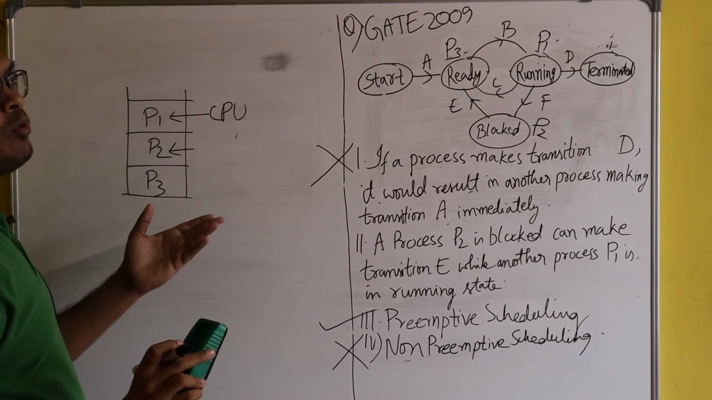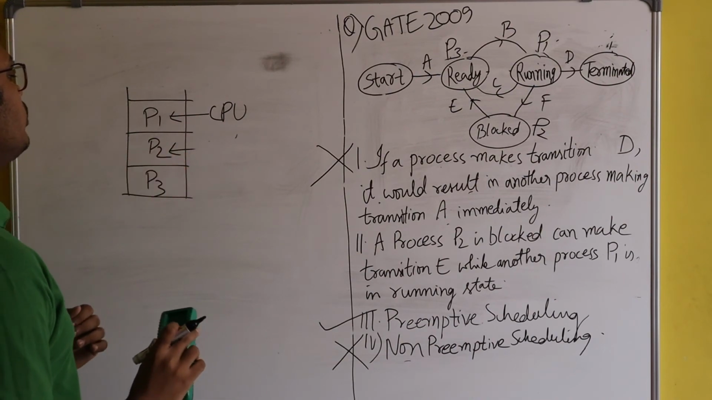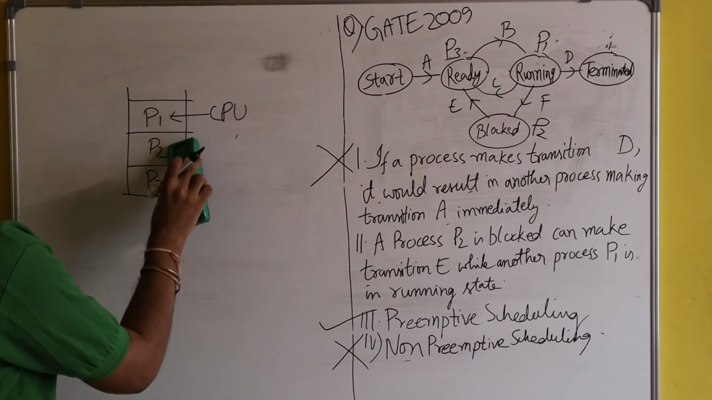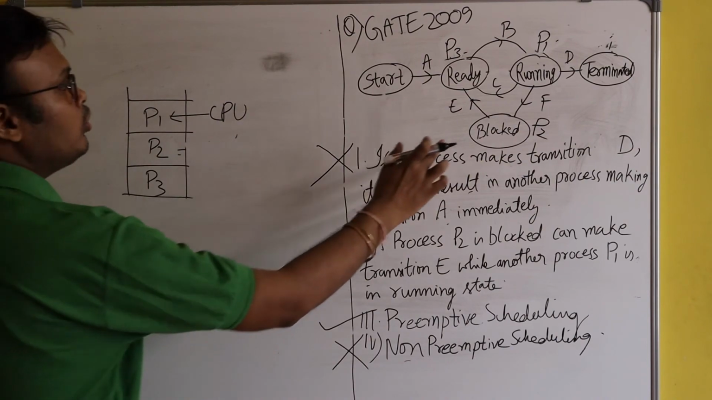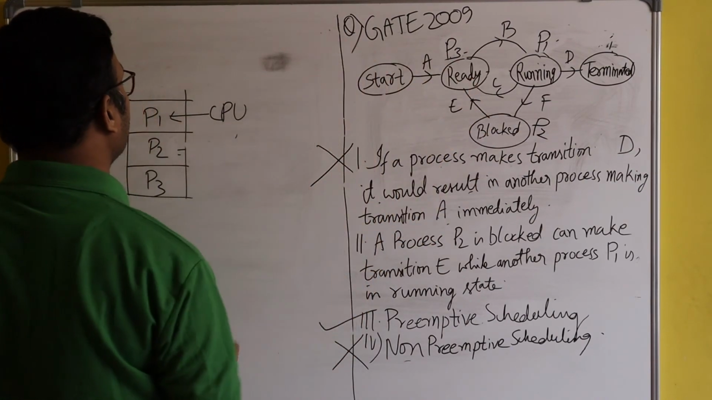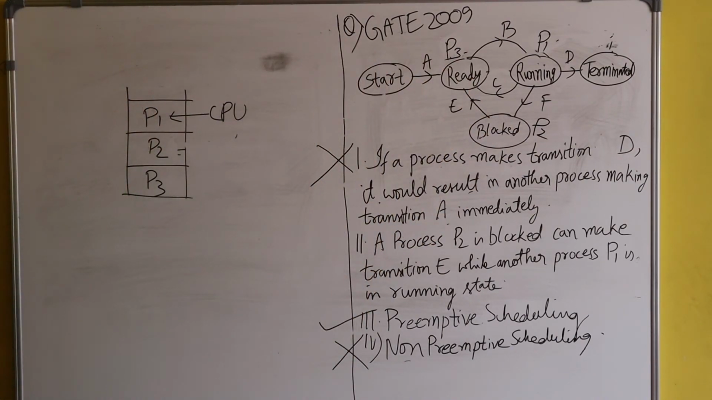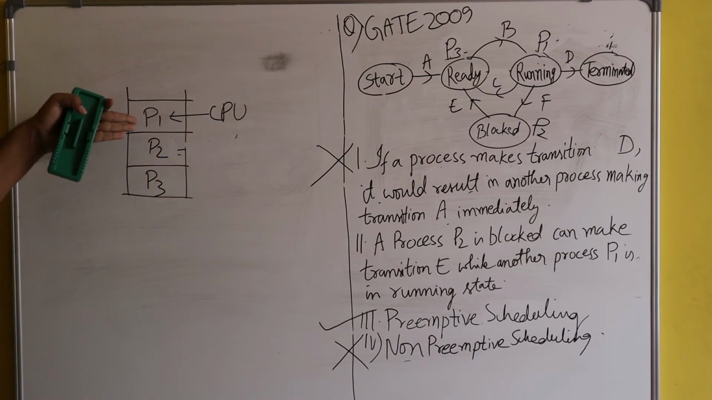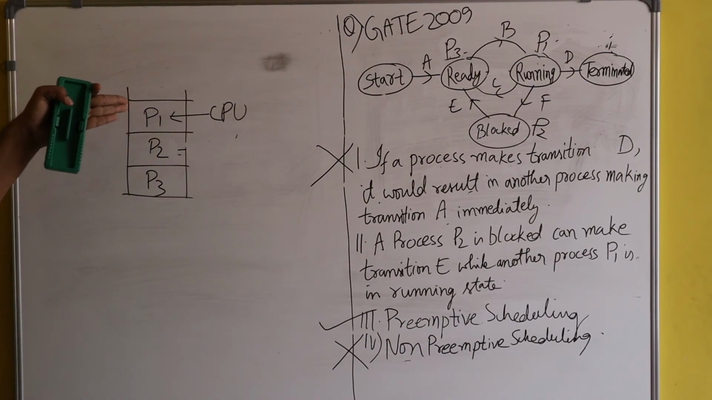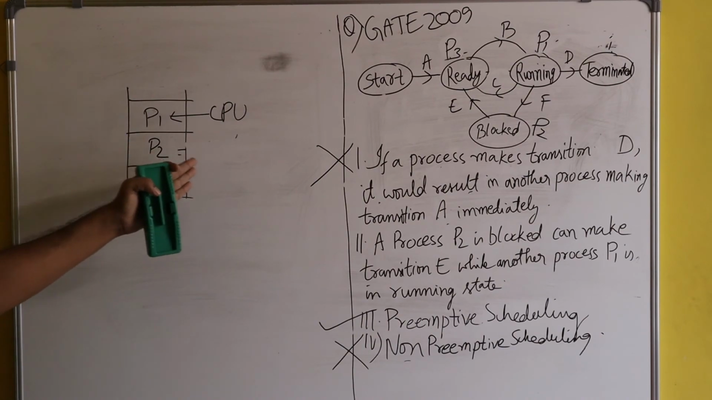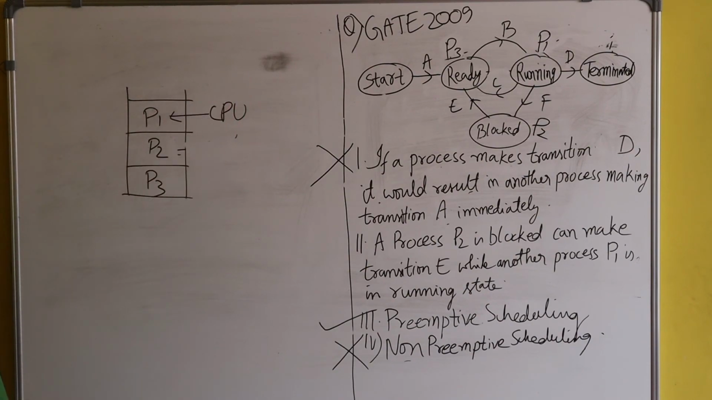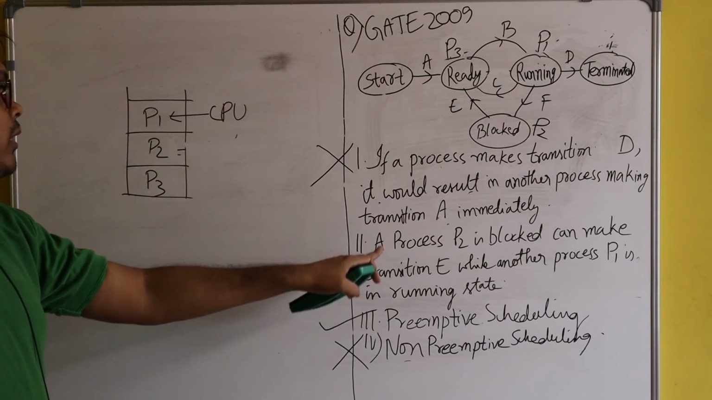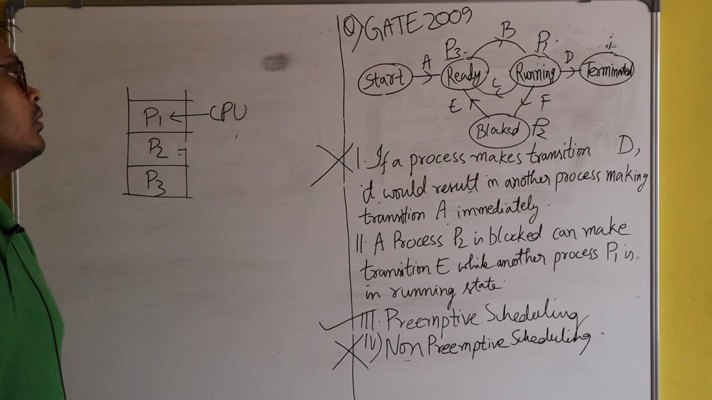And why are we removing IO? Because the IO task of process P2 is over. So now process P2 is simply in the main memory, doing nothing. It means process P2 has made a transition to ready state. Even though P1 is running and busy with the CPU, P2 can make a transition from blocked state to ready state. It means P2 can make transition E.